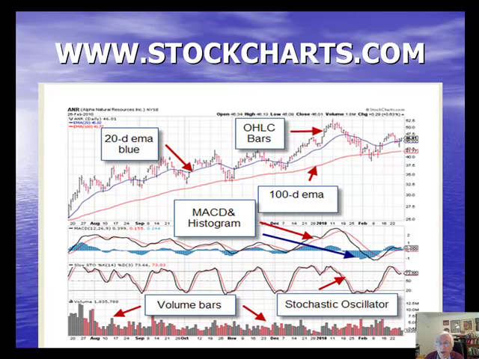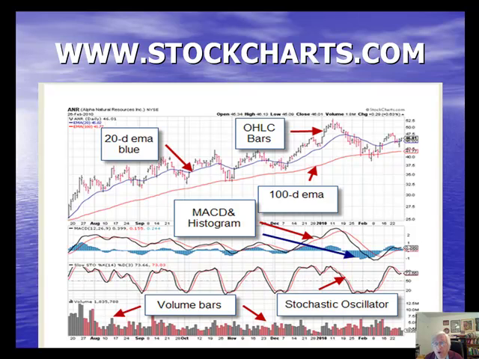Where you see on the upper left 20-day EMA, the blue line, that's the short-term moving average. If you look left to right, you could see it's definitely trending higher, a bullish signal. Where it says 100-day EMA, that's the longer-term moving average, the red line, and that's also trending up.